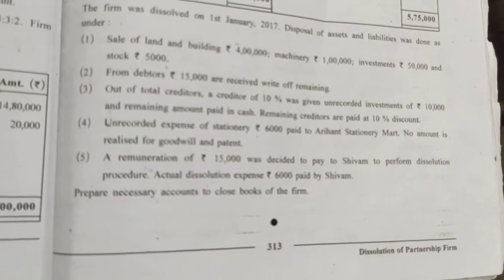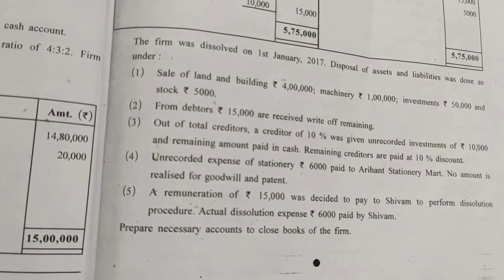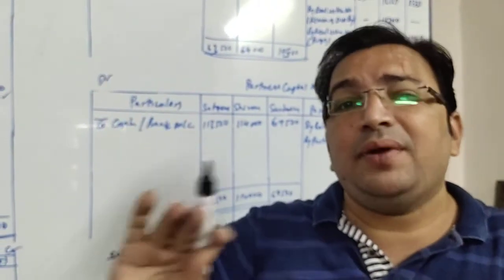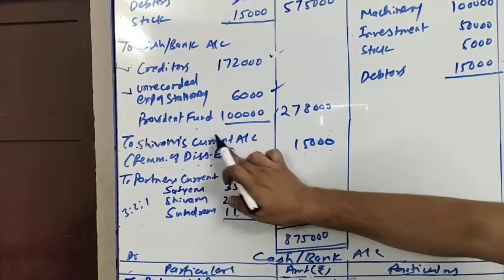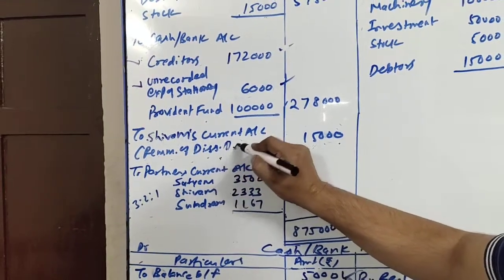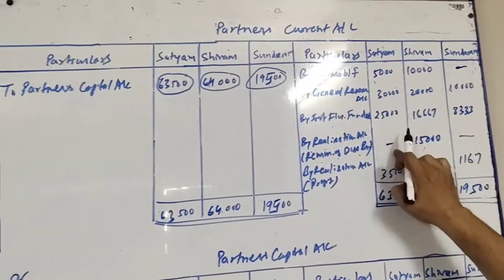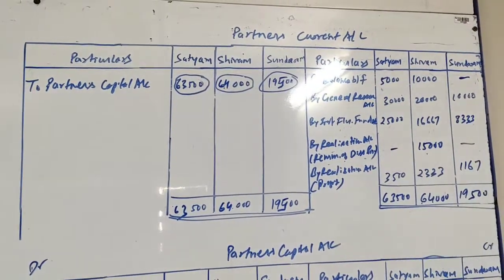Okay. Next, friends, here the remuneration of rupees 15,000 was decided to pay to Shivam. So note that it is Shivam, not Satyam. So realization account debit side we have written Satyam. No, it's not Satyam, it's Shivam. So we will be correcting this to Shivam's current account, remuneration of dissolution process, rupees 15,000, and which is credited to Shivam's current account by realization account remuneration of dissolution process 15,000.